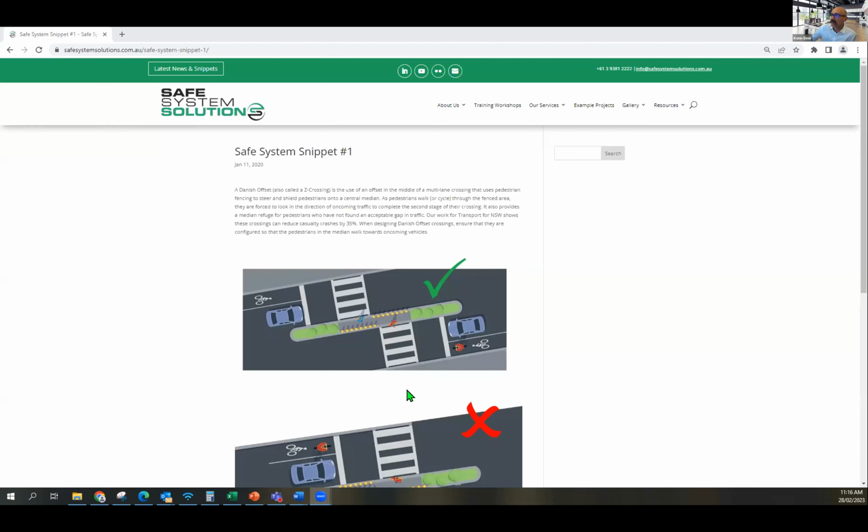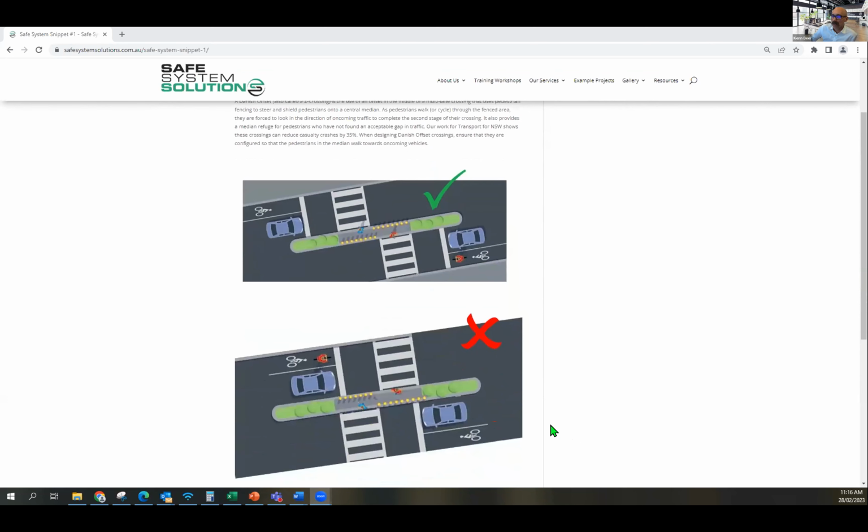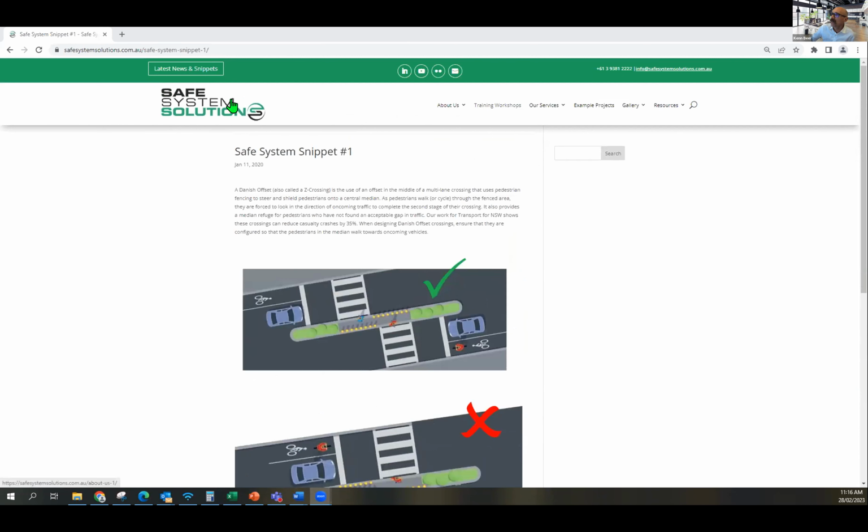A Danish offset is sometimes called a Z crossing, and that's the one where you walk into the road and along the median and back again. And actually, I think somebody did their assignment on that potentially. So this one was just showing that it's not as good to do it this way because the vehicle isn't facing the traffic.